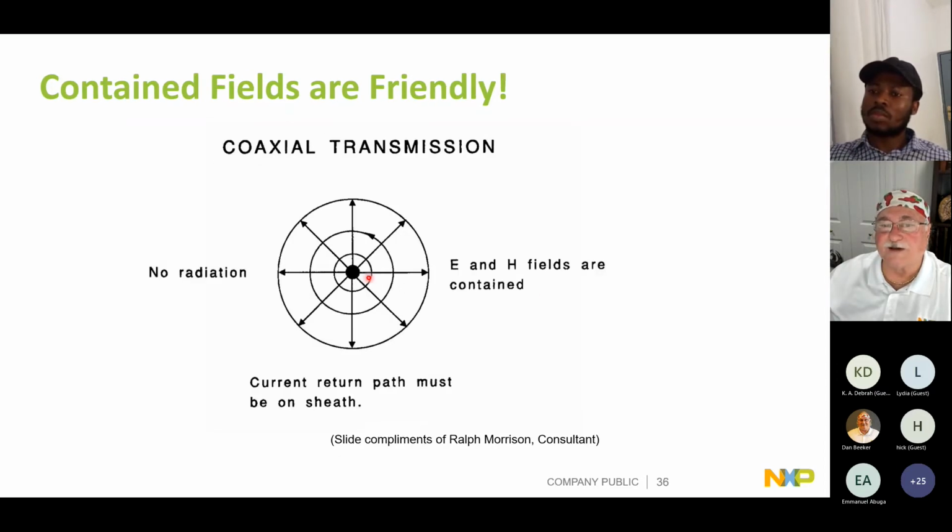Same thing in a coax. If I've got a center conductor with a shield around it, the field is going to be contained in that space, not out here, because there aren't any holes in a perfect coax. Unfortunately, we use cheap coaxes where there are holes. If there's holes, field gets out. Field is not very happy when it can escape.